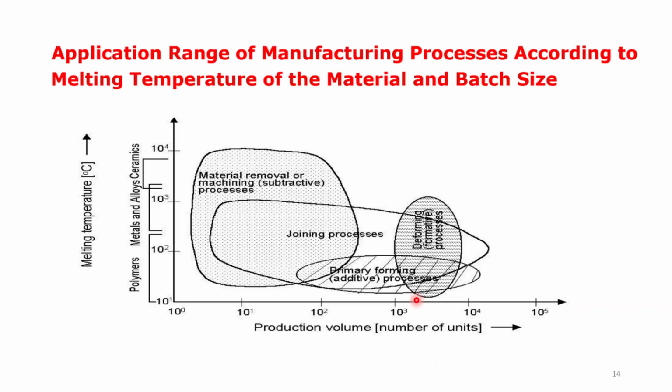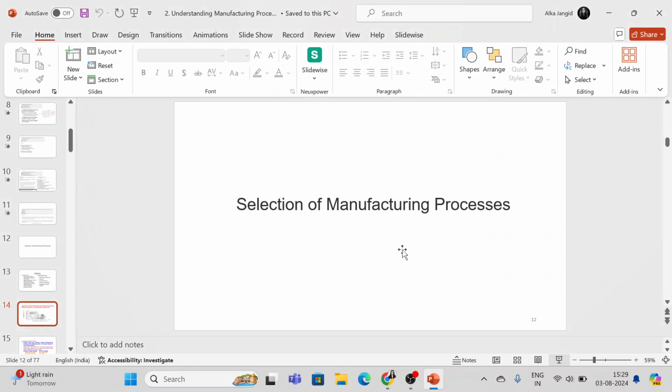Next is, I showed this graph in the previous class as well. So in this case, we saw the manufacturing processes with the production volume.